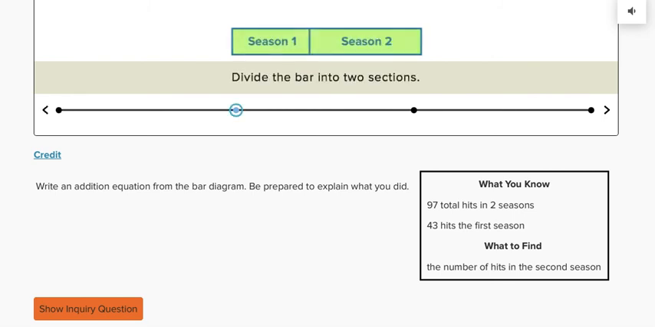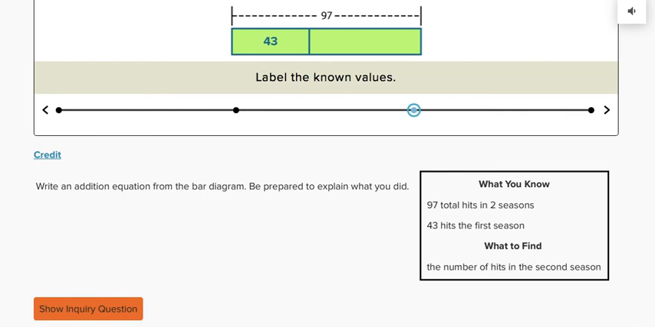Are you ready? Make sure to be prepared to explain what you did. Second step, divide the bar into two sections, Season 1 and Season 2. Now, third step, what you know. We know that there are 97 total hits in two seasons and 43 hits in the first season. Now, what do we need to find? Correct, the number of hits in the second season, and we're gonna label the unknown value as S.